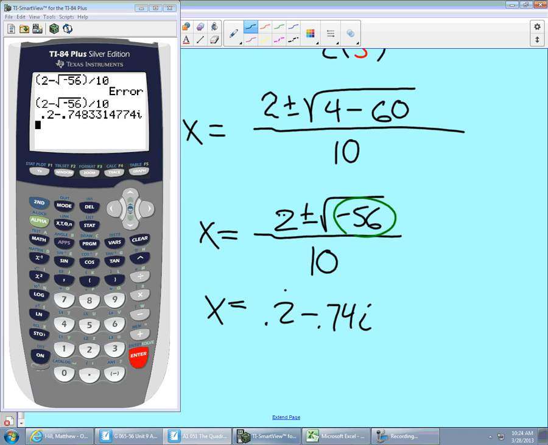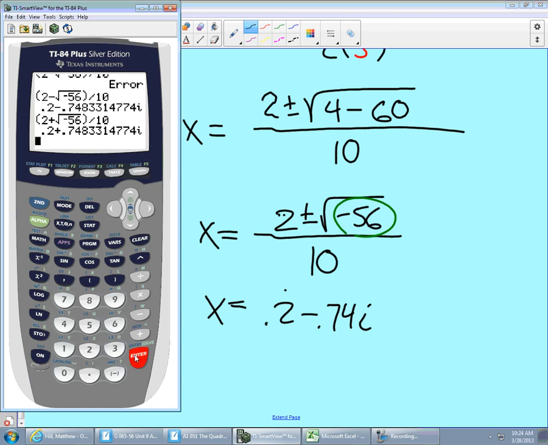And you'll work with him more in Algebra 2. But there it is, just reading it right out of the calculator screen. 0.2 minus 0.74, 0.75, whatever, and I is part of the answer. So you'd write him down also if you ever see this. And we can do this again for the other side of the problem. Change this to plus for the other side of the plus and minus in the numerator. And we're going to get another imaginary answer. In this case, all it did was change the sign. 0.2 plus 0.74, 0.75 I.